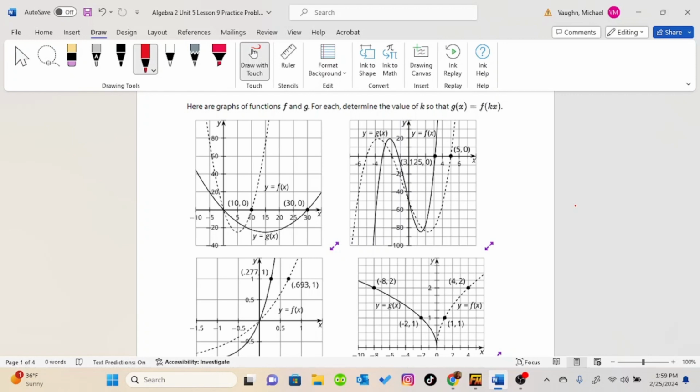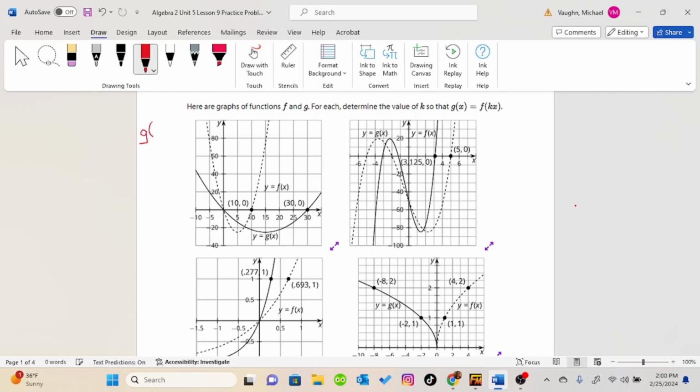So in the top left example here, f of x is the dashed line, and g of x is the solid line. Now the function values are the y values. So in this one, we want y, which is 0 on f of x, to equal y, which is 0 on g of x. So these 2 points that they have labeled are the corresponding points. So if we look, when y is 0 for g, x is 30.